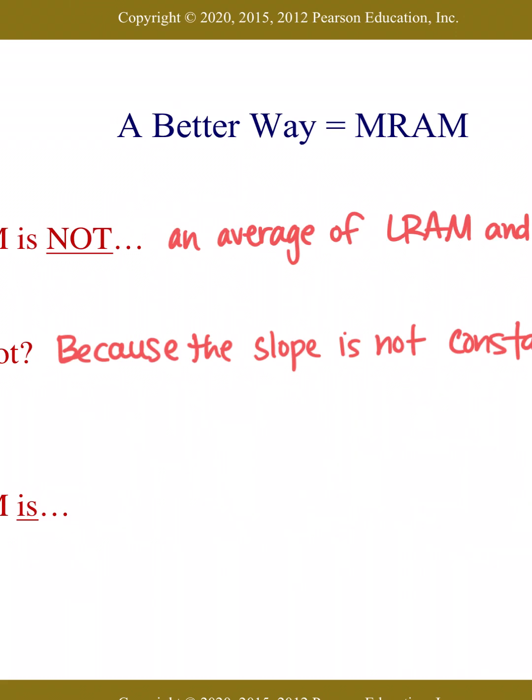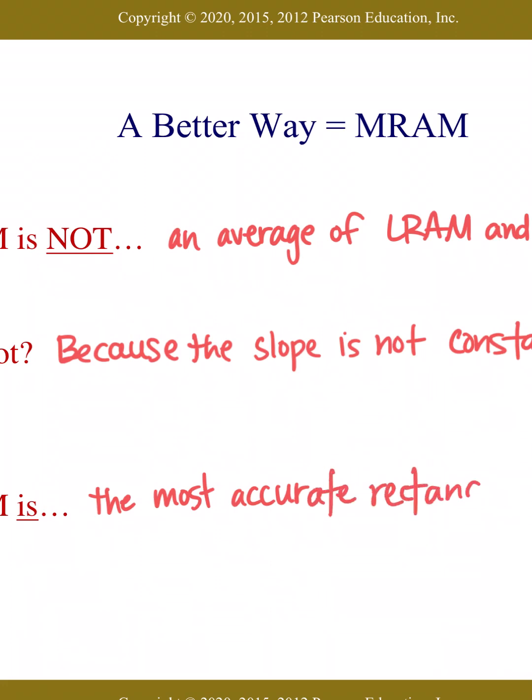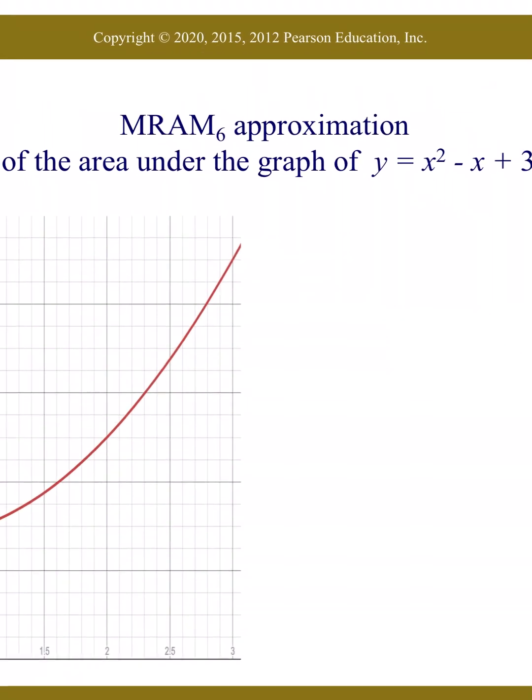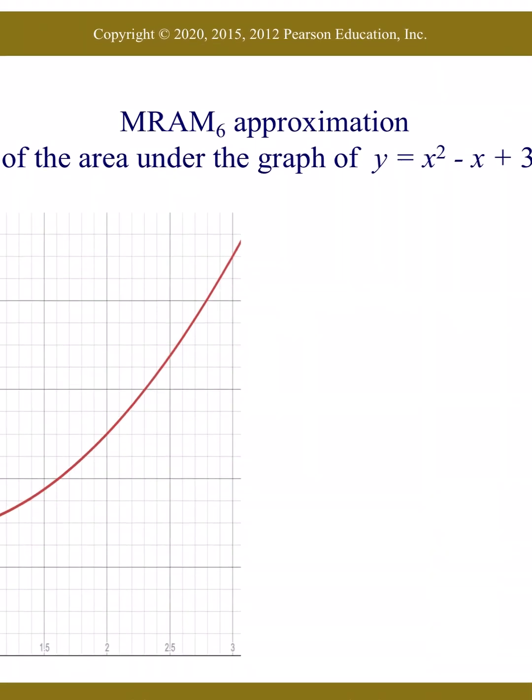Okay, so MRAM is the most accurate rectangular approximation. Now, there are going to be other kinds of approximations also, but this is the most accurate of the ones with rectangles. Okay, so next slide. Same function. How can we improve again? Well, we already know that MRAM is the best method, so how can we improve upon the method?